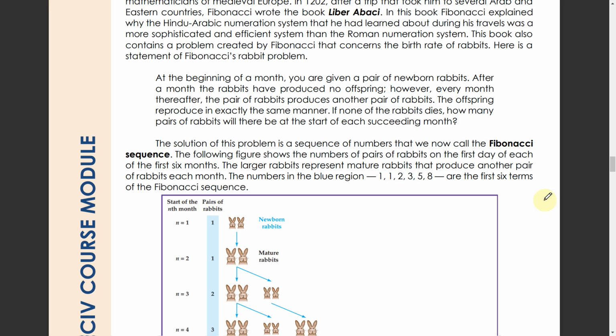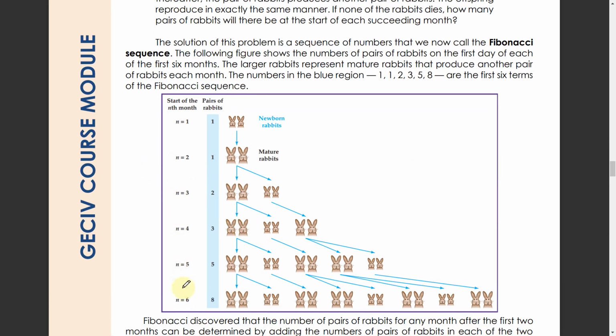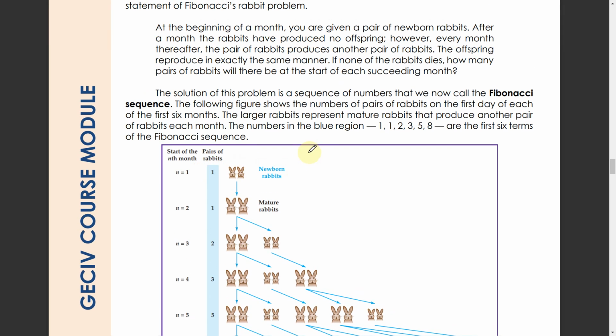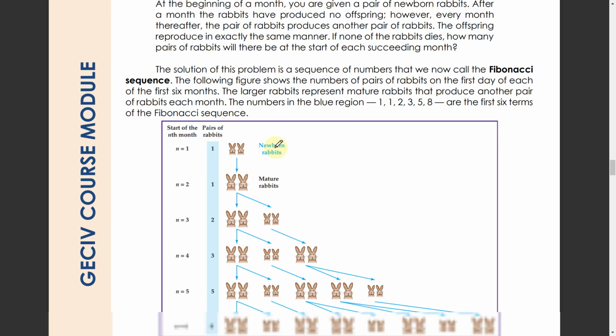So the following figure shows the number of pairs of rabbits on the first day of each of the 6 months, no? So kaning figure nara, this is in 6 ka bulan, 6 months. So the larger rabbit represents the mature rabbit that produces another pair of rabbits each month, and the numbers in the blue region, which is kining 1, 1, 2, 3, 5, 8, are the first 6 terms of the Fibonacci sequence. So analyze na ta ning figure.